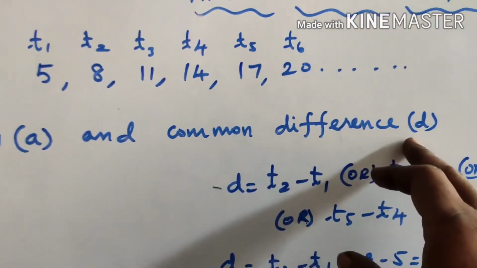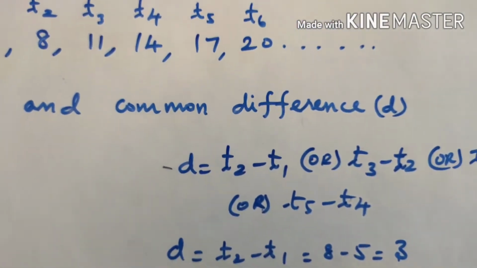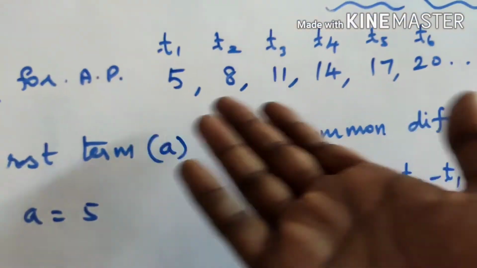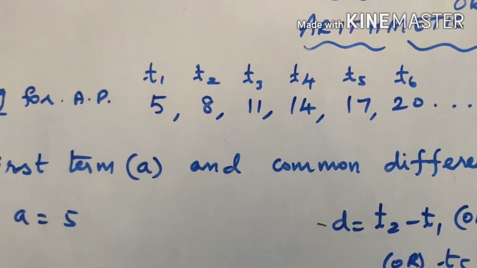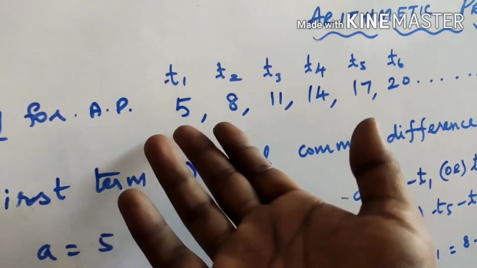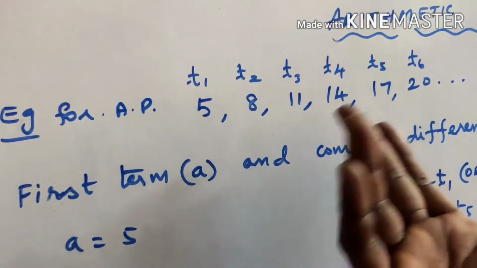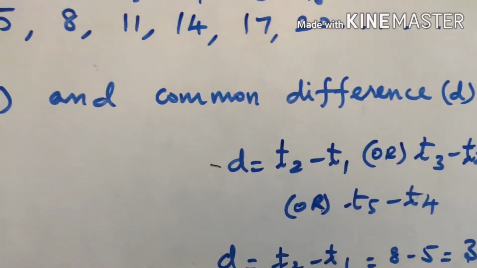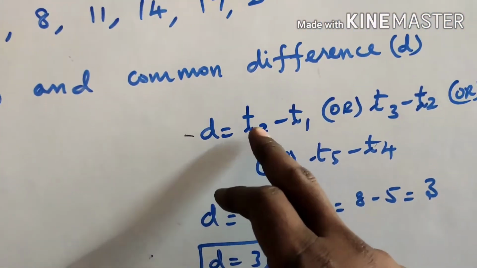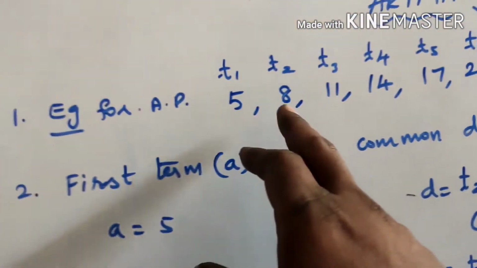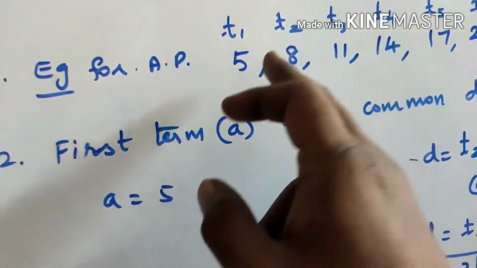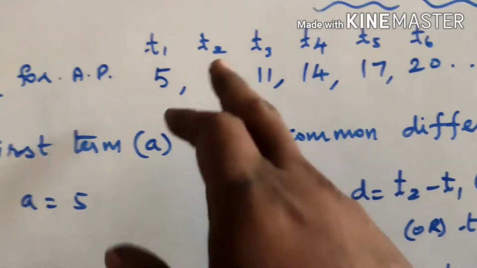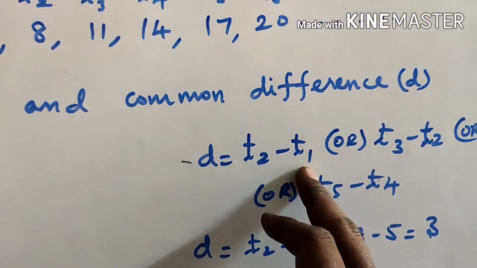Common difference D. And there is a formula to find D. Actually, it is very simple to find D. If you just see which number is added and we are getting the sequence, we can easily find it out. But still, we have a formula to find D, the common difference. D equal to T2 minus T1. That is, the next term minus the previous term.